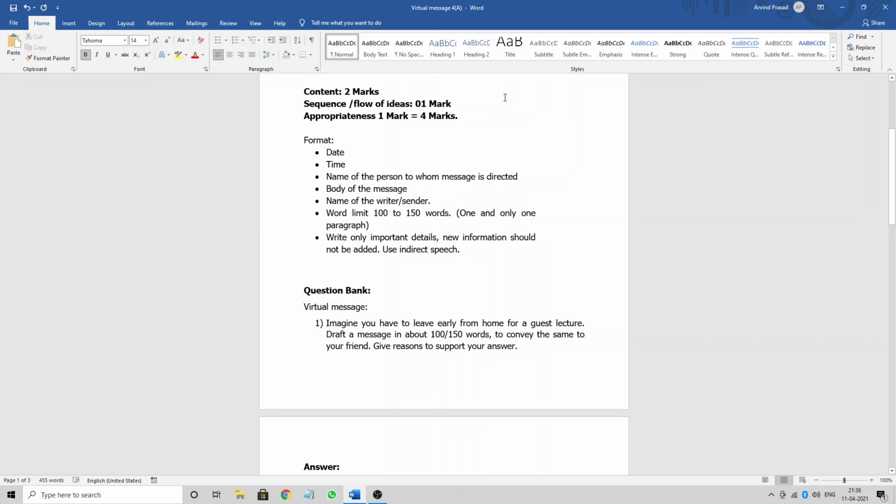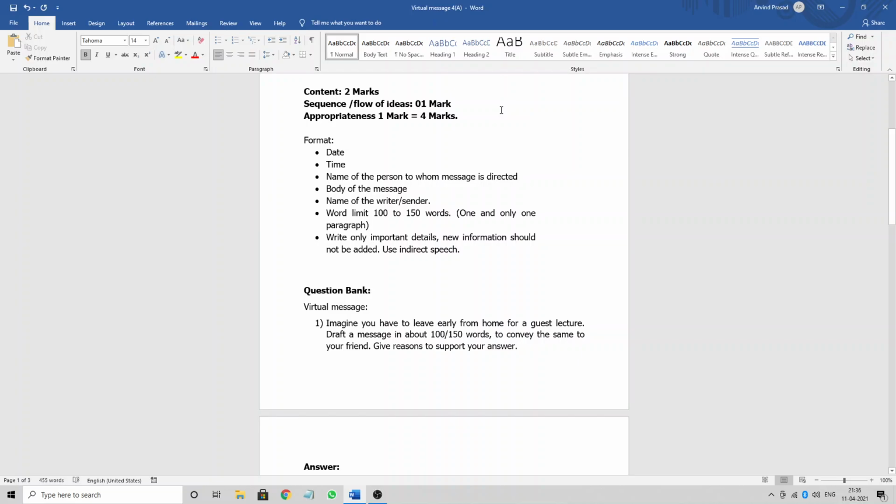Now let us talk about the format. First, you have to write down the date, then time, name of the person to whom message is directed. Then comes the body of the message. Then comes the name of the writer or sender.